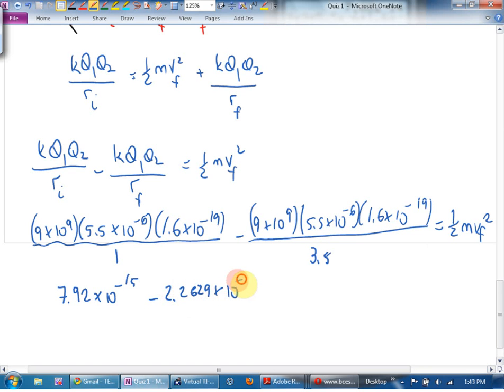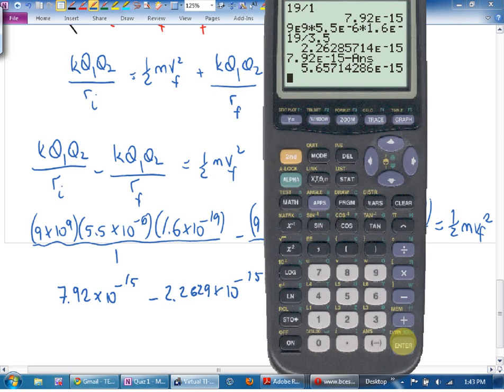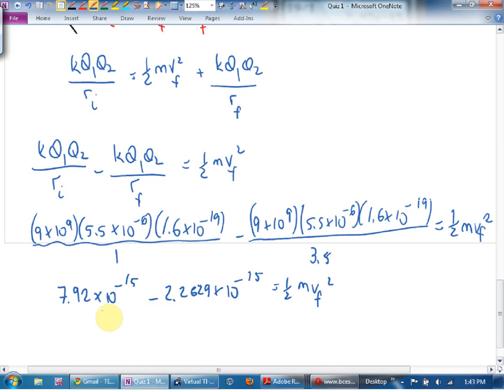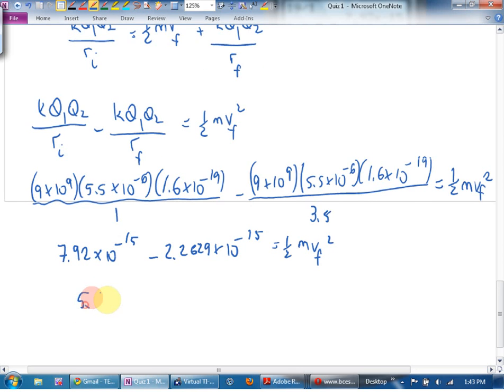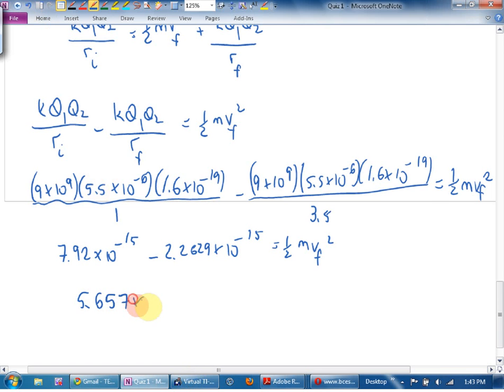This equals a half m v final squared. So it's going to be 7.92 times 10 to the negative 15 minus that answer. I get 5.657. Whew. 5.655. What was it, Mr. Dueck? 5.657 times 10 to the negative 15. That equals a half m v final squared. Here we go. V final is going to be, how would I move this one half over? Or times by 2, same as dividing by half. So I'm going to go 2 times 5.657 times 10 to the negative 15.